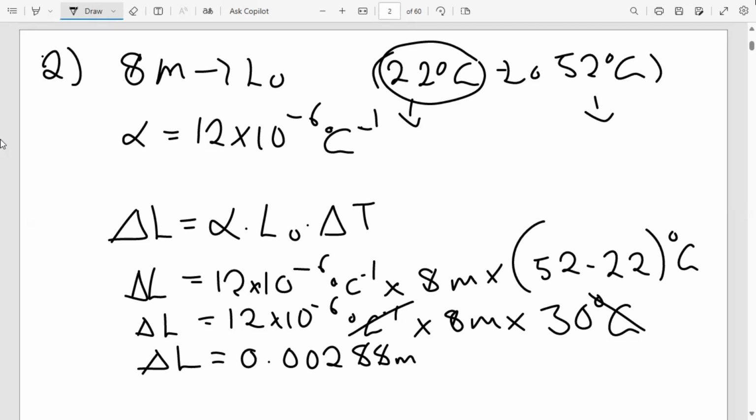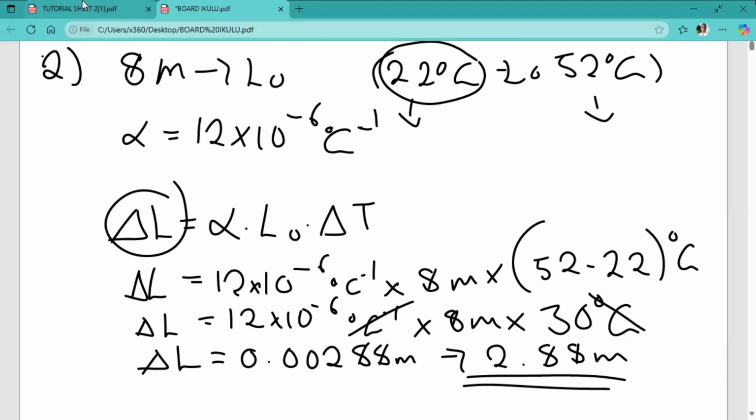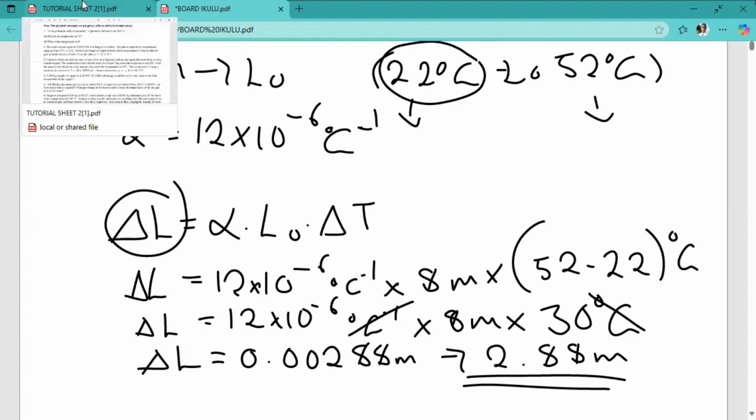So this is a very small figure in meters. We're finding the change in length as 0.00288 meters. If you want, you can convert this into millimeters, and that will give you 2.88 millimeters. Now the question was asking what its change is. They didn't ask us for the final length. So they asked us to calculate the actual change in length, which is the value that we've found here. So that's all on question 2.